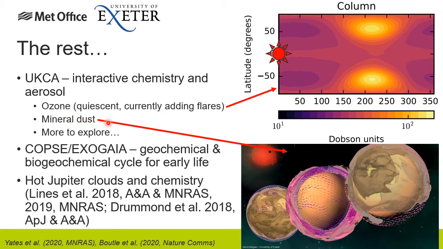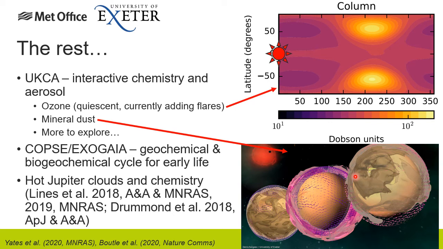The other thing we've looked at is mineral dust. So this is dust lifted off the planet's surface if it's a rocky planet. A paper of mine earlier this year showed how having this dust around in the atmosphere cools the day side and warms the night side of the planet, so potentially increasing the habitable zone. And also making your transmission spectra look very difficult to interpret because they're full of dust. There's a lot more to explore here as well.